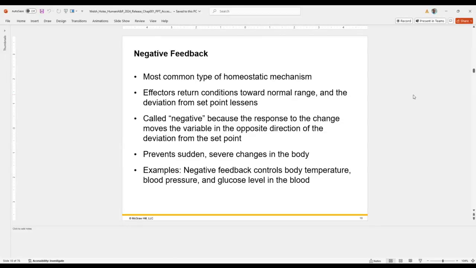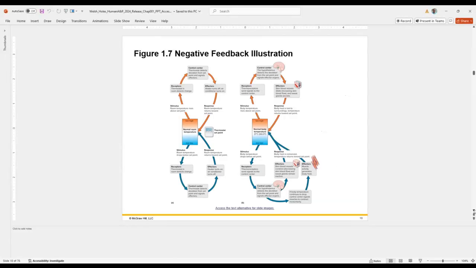Example, negative feedback controls body temperature, but also blood pressure and glucose levels in the blood. This is a model that compares the thermostat in your household to the one in your body, and they do the same thing. So the stimulus is actually the temperature, either rising or lowering, and the receptor in your body is the thermoreceptor. Of course, at your house, it's the thermostat. You have a control center at your home. The thermostat also is the control center in your body. The hypothalamus of the brain is.